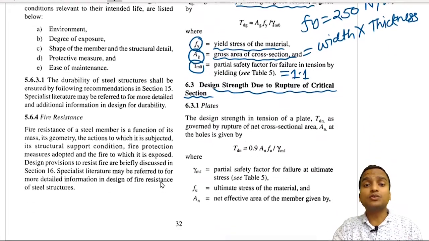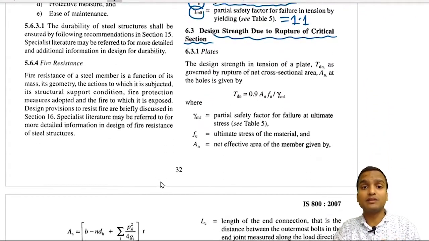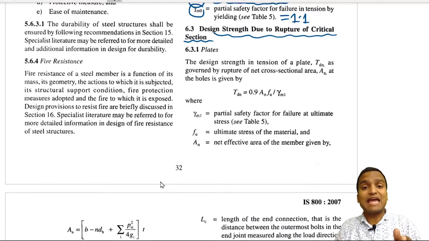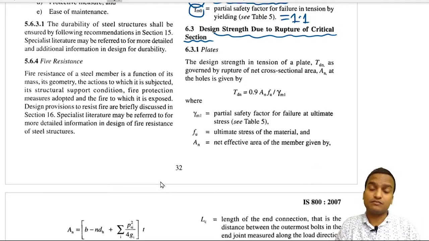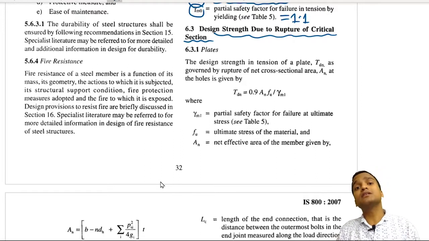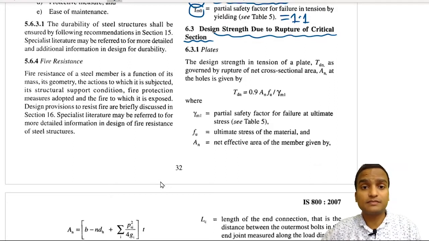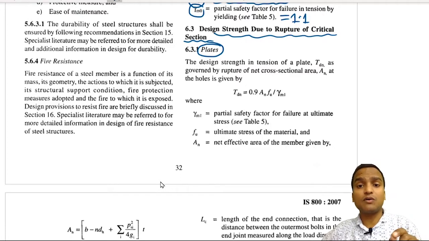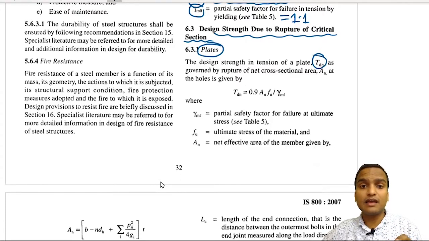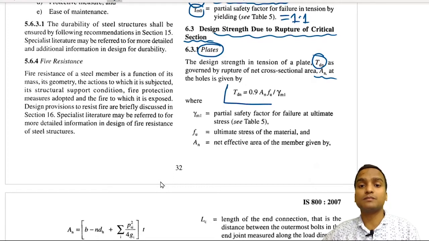Okay, so there are two kinds of members. A member can be made of either plates which have squared edges or rolled sections like angles. So first of all I am talking of the plates. In case of plates, what happens? The design strength in tension of a plate, TDN, is governed by rupture of net cross-sectional area AN. So here we have to calculate the net sectional area AN at the holes, which is given by this formula.